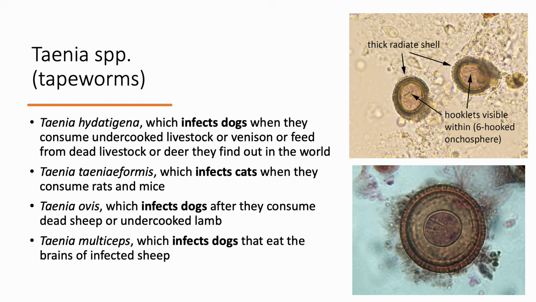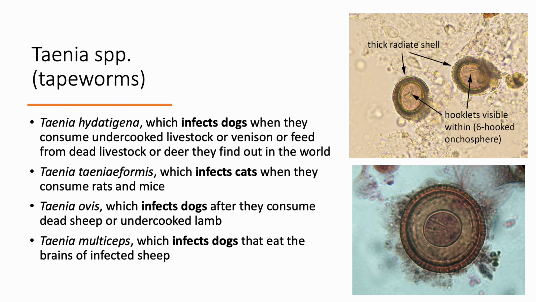Our next cestode is Taenia, and I put this on here because there's a whole bunch of different Taenia species that infect different animals, and I want you to associate Taenia with tapeworms. So if you see this type of parasite, Taenia, we are talking about a tapeworm.